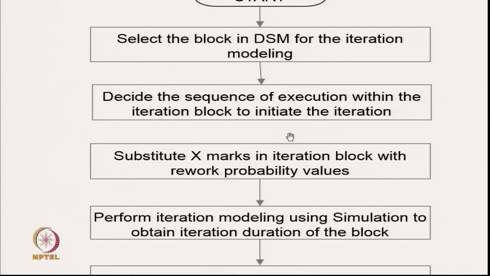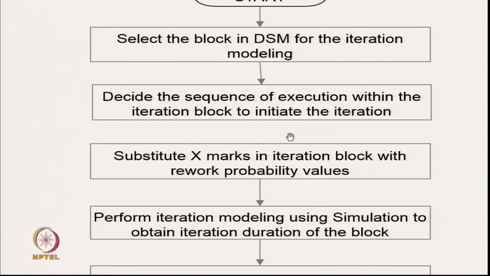I have chosen one particular block, for example, in the last example I have only one block. So, you can choose that and decide the sequence of execution within the iteration block to initiate the iteration. You should decide whether it is A C E F, whether it is C A E F, whether it is C F A E, whatever it is, decide the sequence of execution, which implies starring has to be done. Then substitute the x marks in the iteration block with the rework probability values.